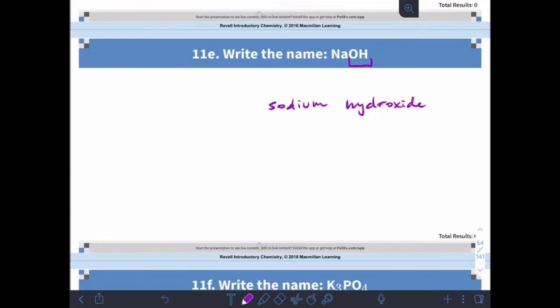Now we had a couple of these that are not binary that end in IDE. So I want to clarify that really quick before we go any further. So this IDE is kind of special in that it's simply the name for that ion. Okay, an IDE here doesn't necessarily mean that we're dealing with a binary. That just happens to be the name of the OH- ion.